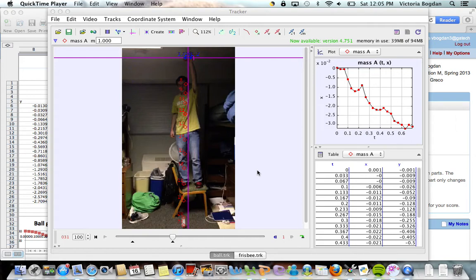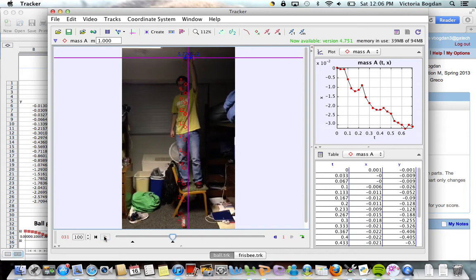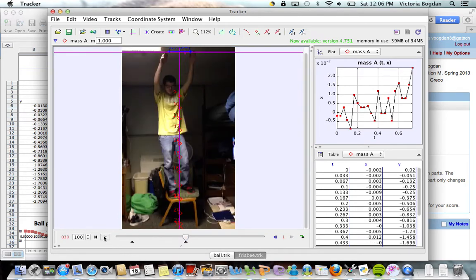Ogden, and this is my Motion of Falling Objects Lab report. And so these are the videos I decided to analyze. This one is a small ball. I'll show this. And my slow moving object was a frisbee.